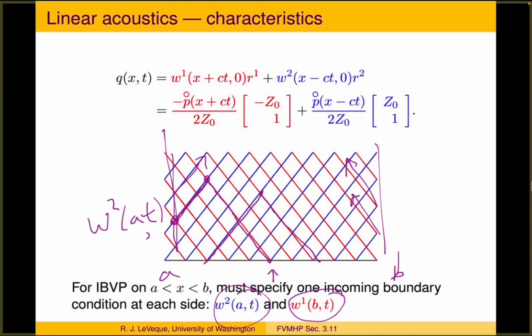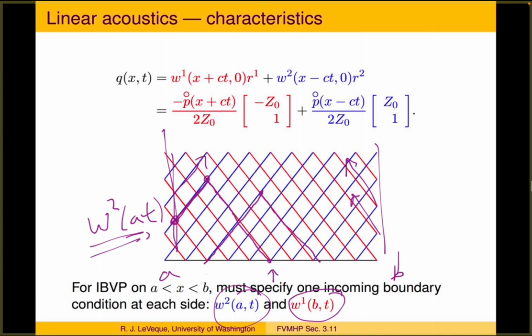You need one for each incoming characteristic. So the number of positive eigenvalues tells you how many boundary conditions you need at the left. The number of negative eigenvalues tells you how many boundary conditions you need at the right. It doesn't tell you exactly what boundary conditions will work and what won't. You also have to make sure that your boundary conditions are actually specifying the incoming characteristic.